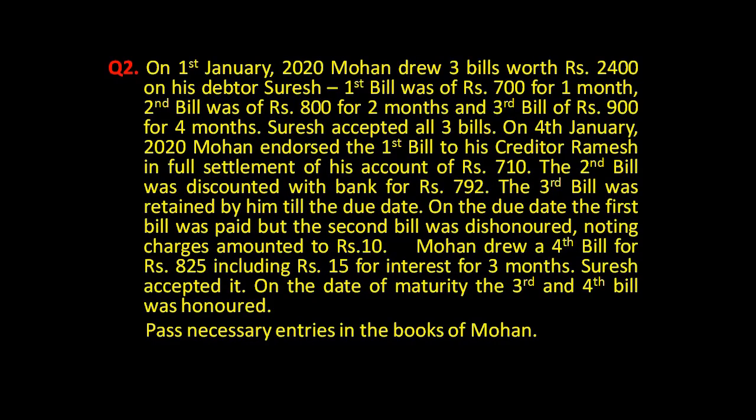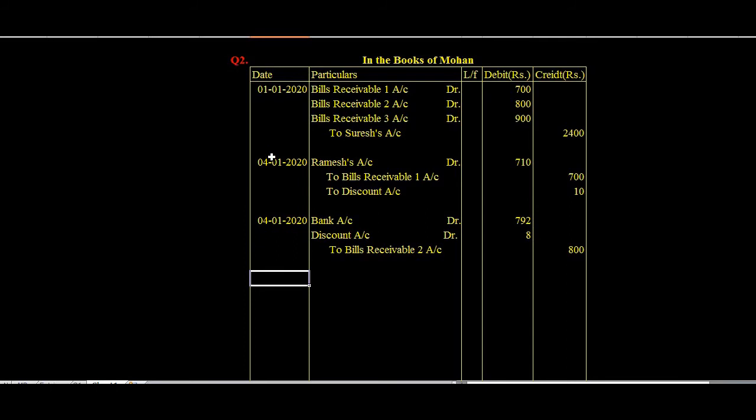Proceeding further, it says the third bill was retained by him till due date. Please remember, if a bill is retained, we do not need to pass any journal entry for it. On the due date, the first bill was paid. Now, what had we done with the first bill? We had endorsed it. A bill is endorsed and honored, so no journal entry is required in the books of the drawer. So we are not going to pass any journal entry for honoring the first bill.